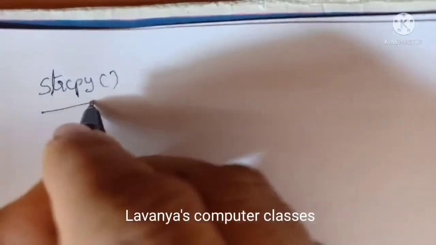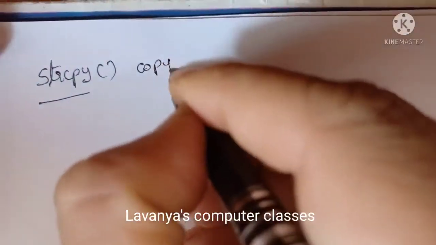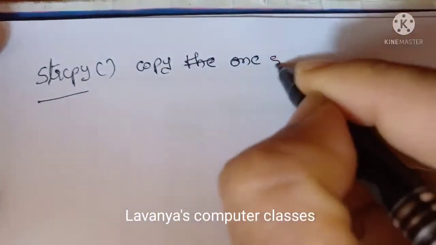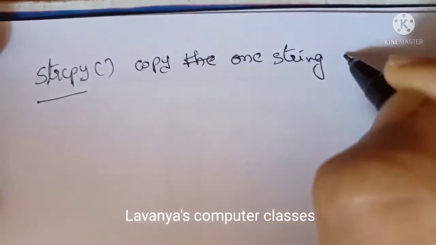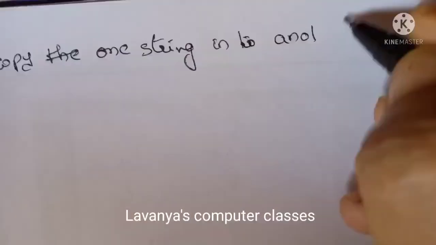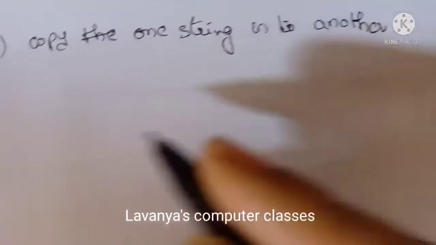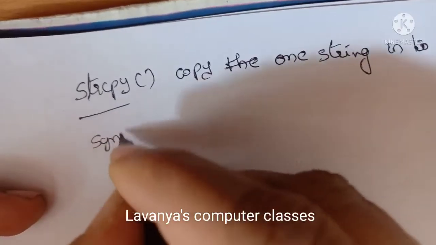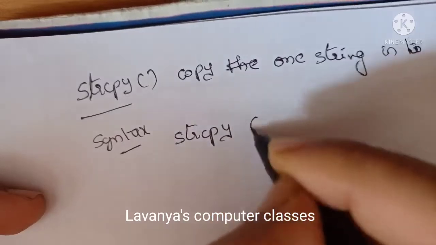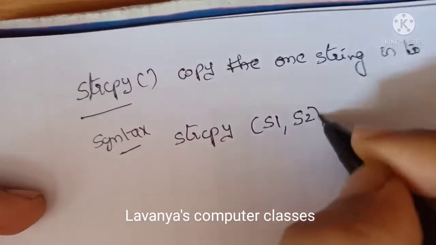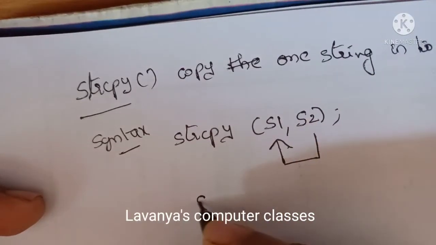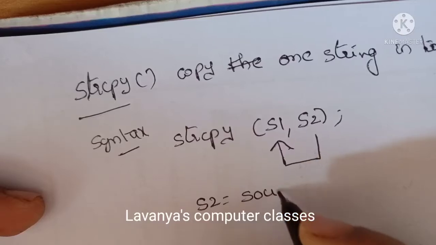Now we'll go for one more function, that is strcpy. Cpy means copy. Str means string. Copy the string. Copy one string into another string. Here also we need two parameters, because we require copying one string into another string. The syntax is, we have to explain each and everything with syntax and example. strcpy s1 comma s2. Here s2 is copied into s1.